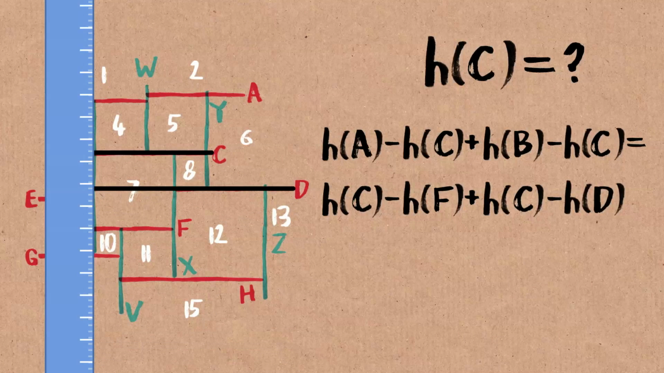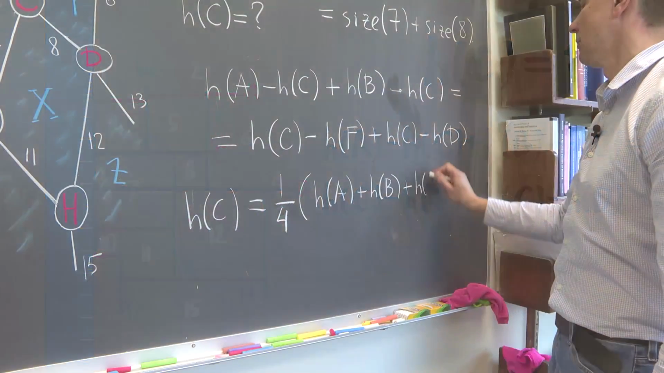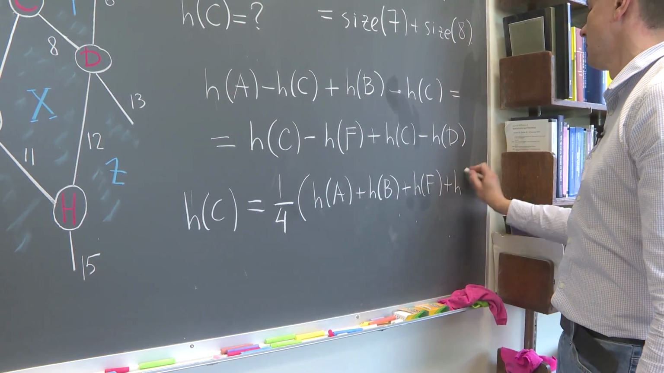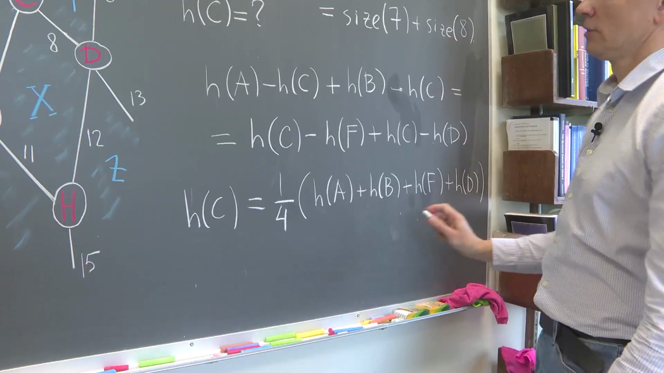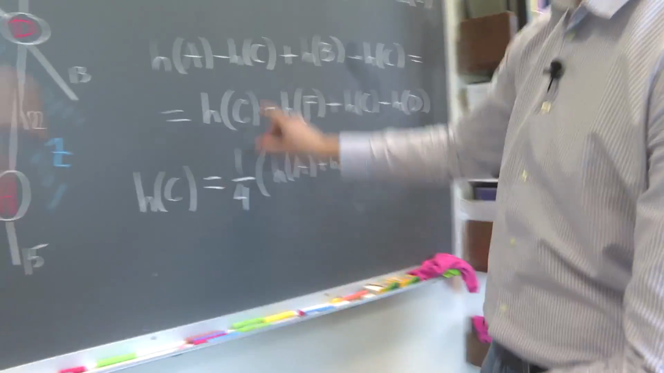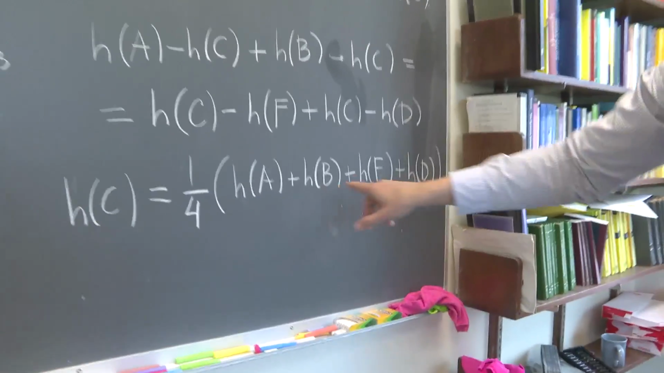And so when we rewrite this, we get the height of C is 1/4 of the sum of heights of all its neighbors. Where did that come from, Professor? Is that just fell out of that? This is just rearranging this equality.